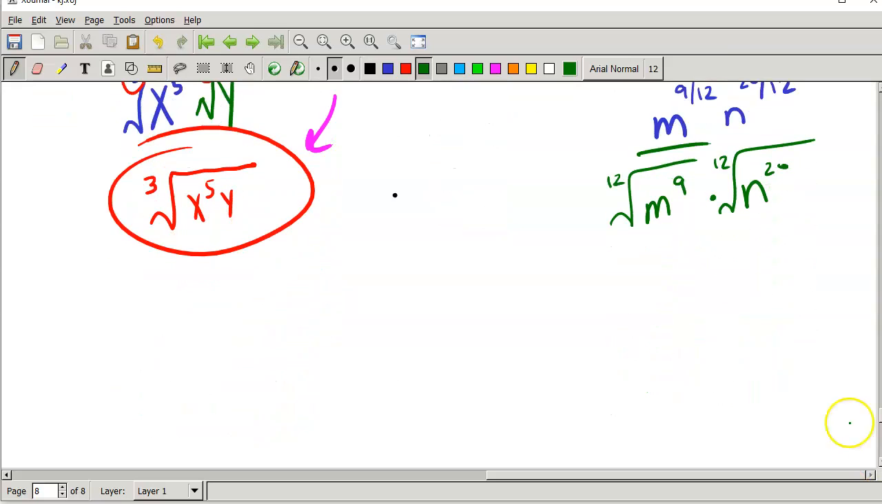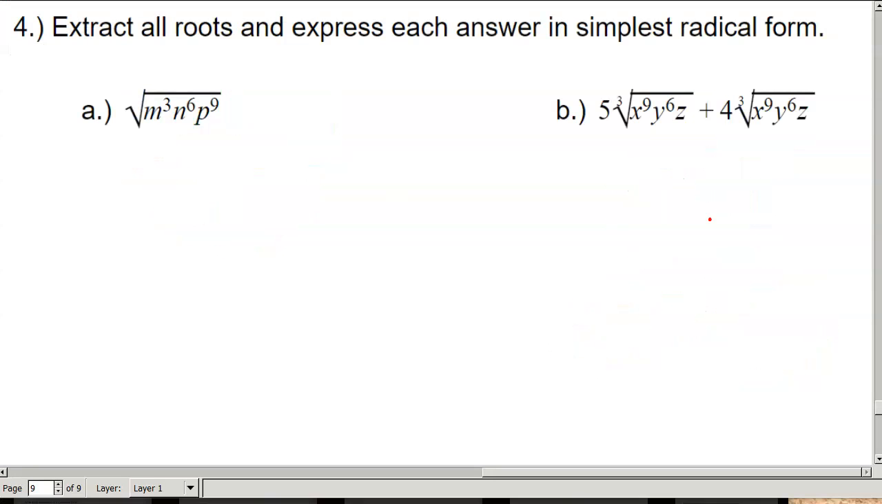Since they're both a 12th root, we can multiply these together and say this is the 12th root of m to the 9 times n to the 20th. Number 4, extract all roots and express each answer in simplest radical form.